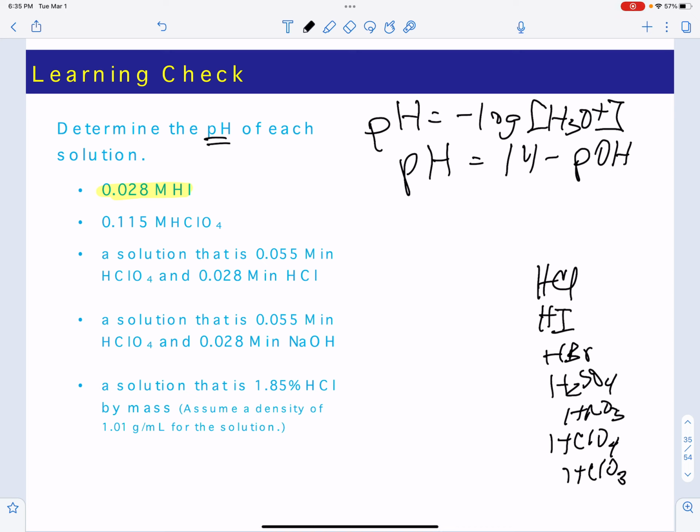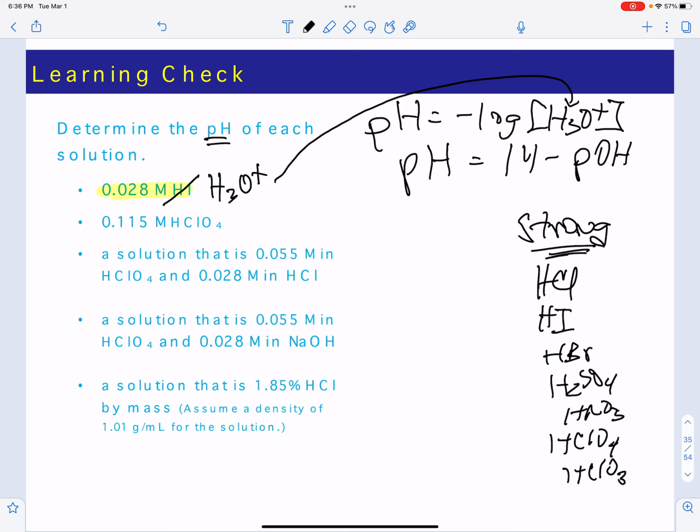And a strong acid means that it breaks 100% into the ions. So if you have 1 molar of any strong acid, you're going to get 1 molar of hydronium when you place it in water. So for a strong acid, the concentration of hydronium is going to be exactly the same as the concentration of the strong acid because it's going to dissociate 100%. Therefore, we call them strong acids because they go 100%. So that means we don't have 0.028 of HI, we have 0.028 of hydronium. And then we just plug it there and we can find the pH.